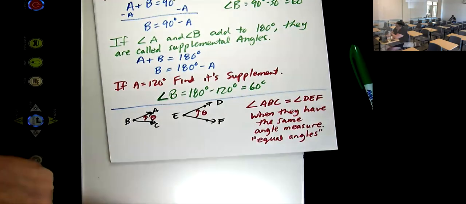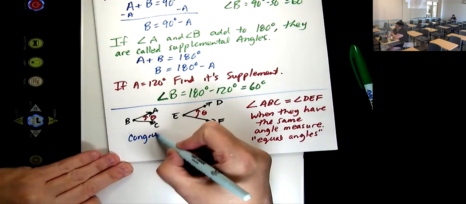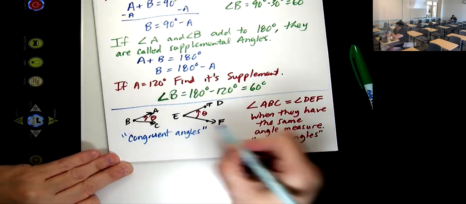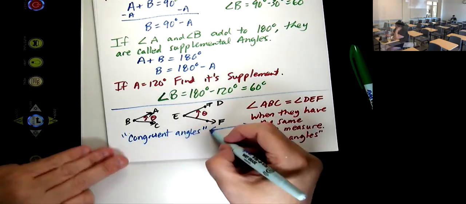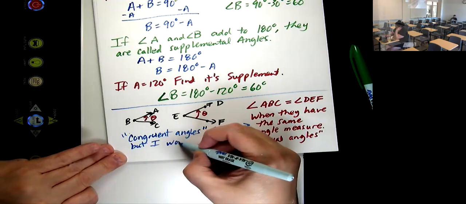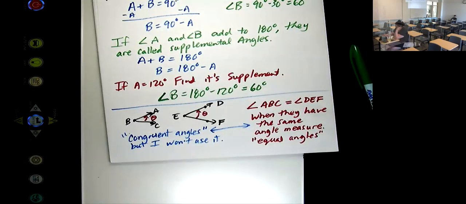Every once in a while, you will see them called congruent angles. But I am not going to use it. I know the book will. We're going to use congruent in geometry when we have shapes. And I hate having the same word in the same sections with two different meanings. Not drastically different, but different enough.